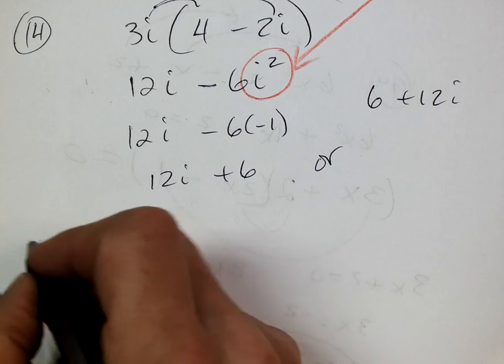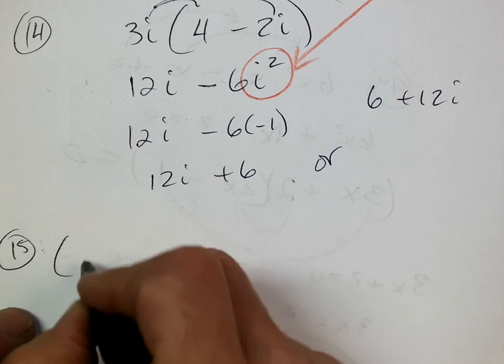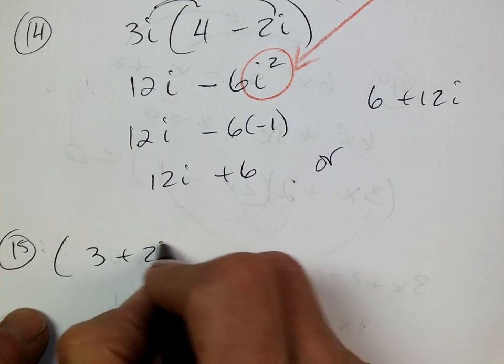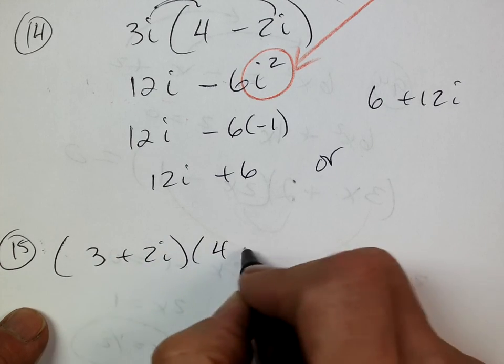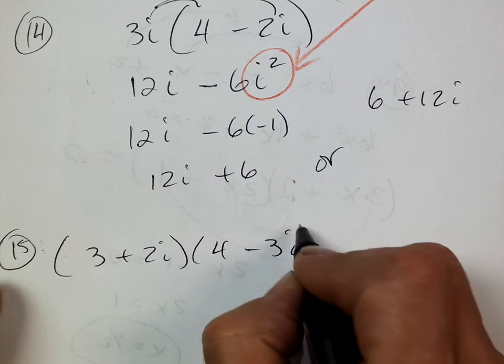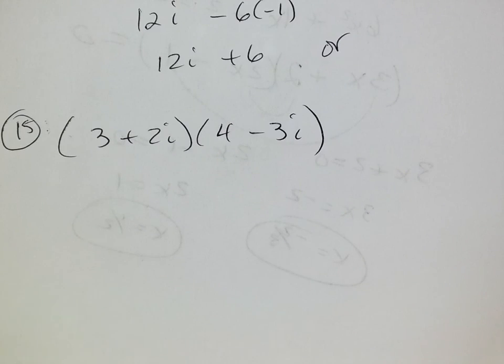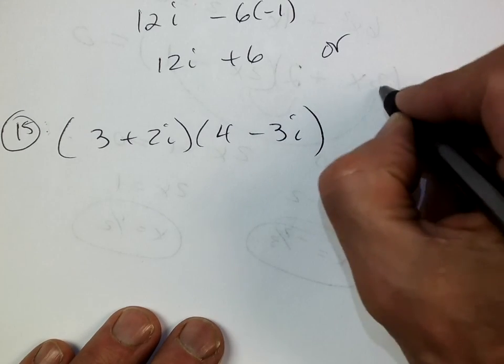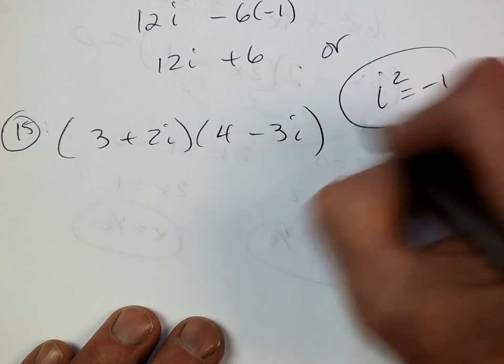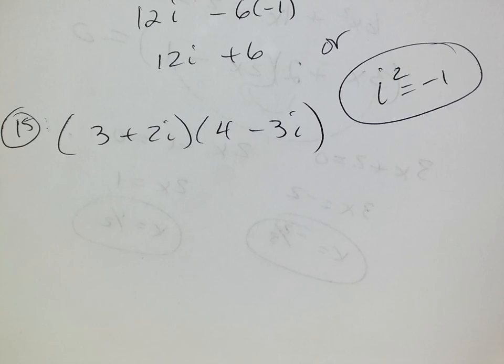We can also FOIL. 3 plus 2i times, say, 4 minus 3i. We can do that, too, if we want to. Of course, I'm going to remember that before I do too much, i squared is equal to negative 1. Okay, I have to remember that when I do this problem. So let's see how that works.